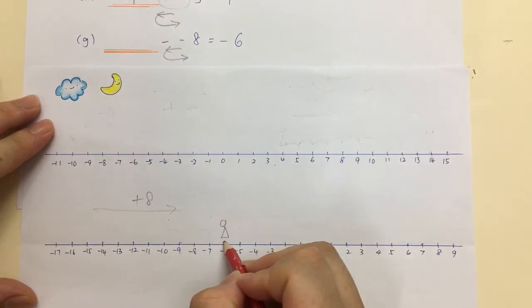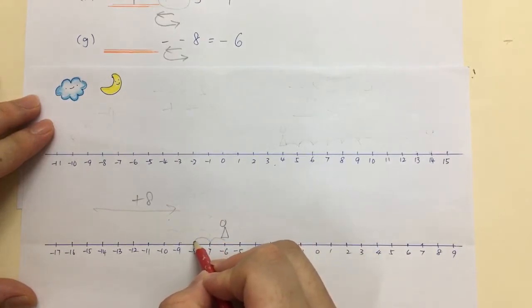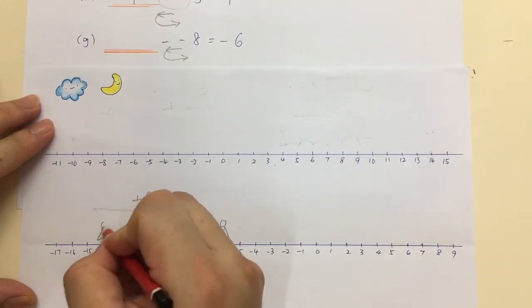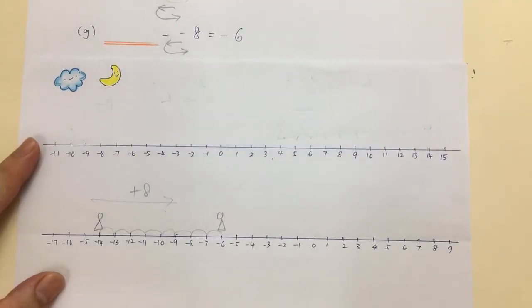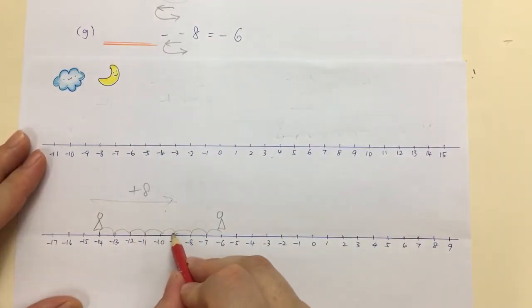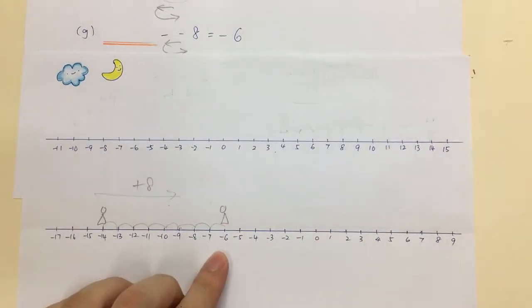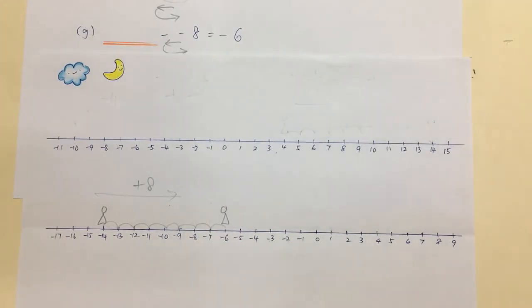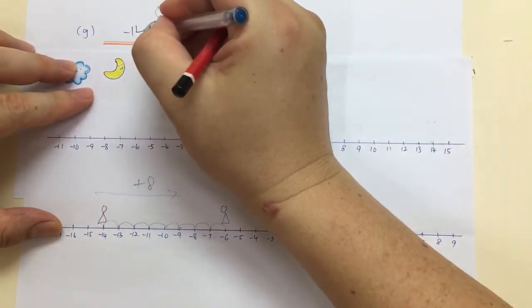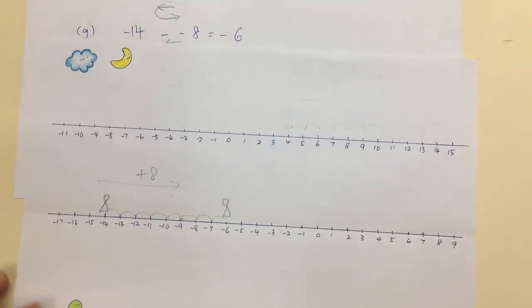Okay, so we can count back 1, 2, 3, 4, 5, 6, 7, 8. So we start at negative 14, and then we go to the right-hand side for 8 steps, or going up for 8 floors. 1, 2, 3, 4, 5, 6, 7, 8, and then we reach negative 6. So the place where we start is negative 14. Okay, I hope this will help you a lot.